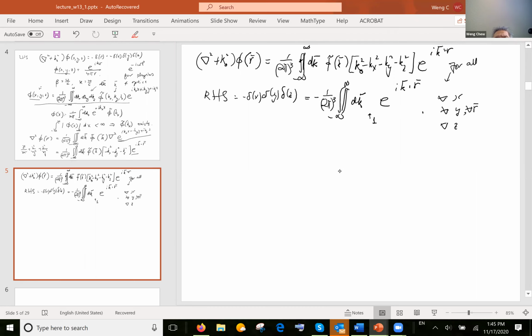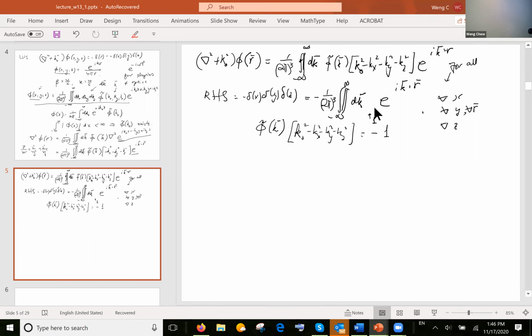So when two Fourier integrals are equal to each other, we can say that the integrands are equal if these integrals are equal for all x, all y, and all z. Then you can say that the arguments of the Fourier integrals are equal to each other. So if this is true, then v tilde of k times k naught square minus kx square minus ky square minus kz square must be equal to -1.